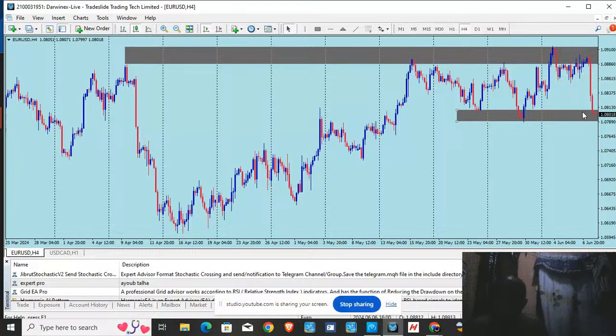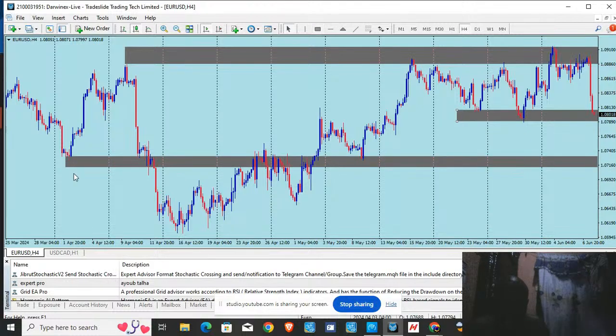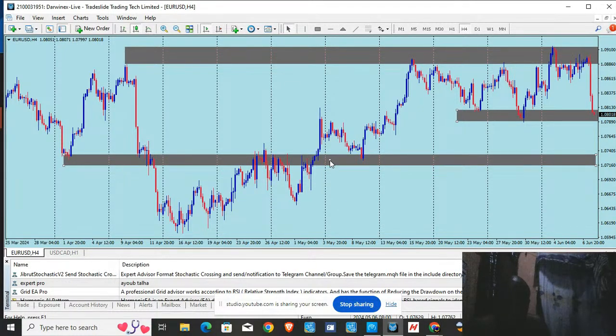Then if it breaks these zones, this demand zone now, we wait for a retest so that we can join the trade. Because if it breaks it, there is another area we can target. Let me check another area based on 4 hours. Here, this is the area where we can target. If it can break here, then another area that we'll be targeting will be here.